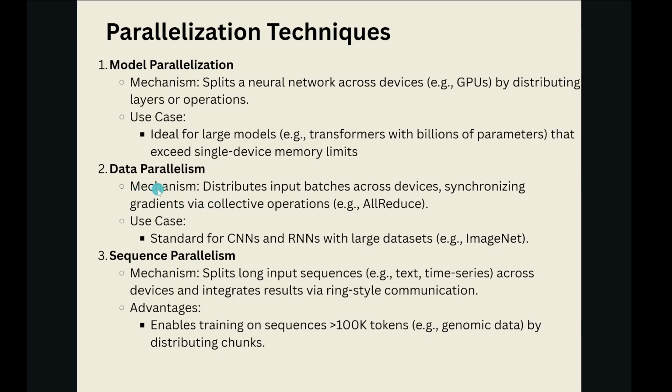Next we have data parallelism. It will distribute the input batches across devices, synchronizing gradients via collective operations. Example, all reduce framework. Use case, it can be used for CNNs and RNNs with large datasets.